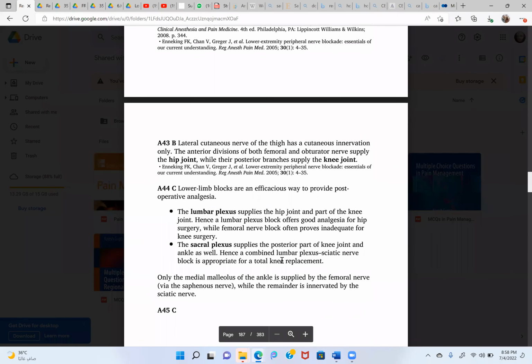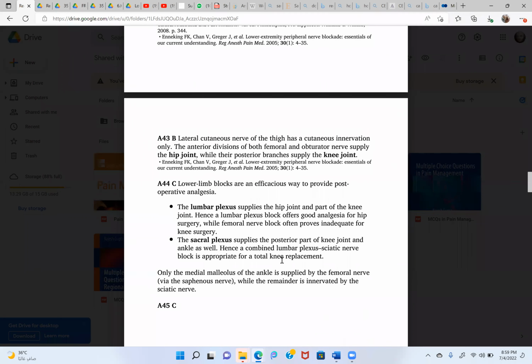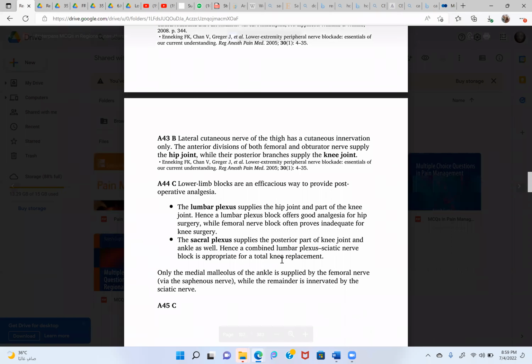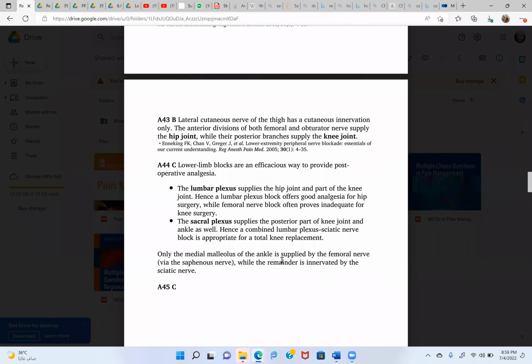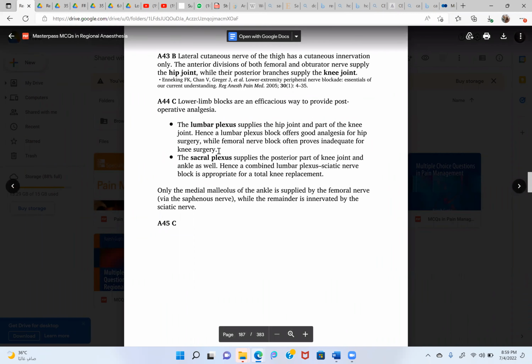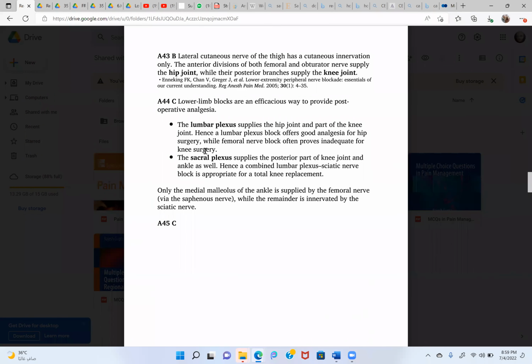So the lateral cutaneous nerve of thigh has cutaneous innervation only. The anterior division of both the femoral and obturator nerve supply the hip joint, while the posterior branches supply the knee joint. To be very simple, they are supplying both knee and hip joints. So the lumbar plexus supplies the hip joint and part of the knee joint. Hence, a lumbar plexus block offers good analgesia for hip surgery, while a femoral nerve block often proves inadequate for knee surgery because there are some components from the sciatic nerve.